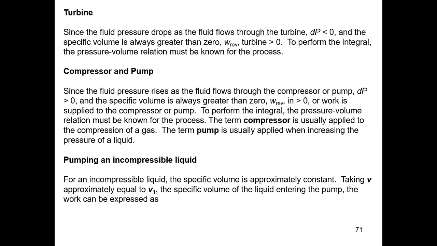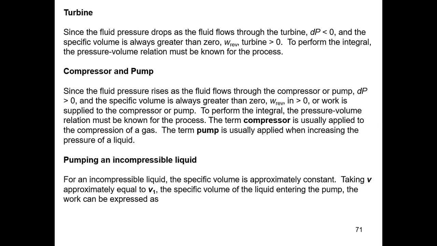Since the fluid pressure drops as the fluid flows through the turbine, dP is less than 0 and the specific volume is always greater than 0. So W reversible for the turbine is greater than 0. To perform the integration, the pressure-volume relationship must be known for the process.